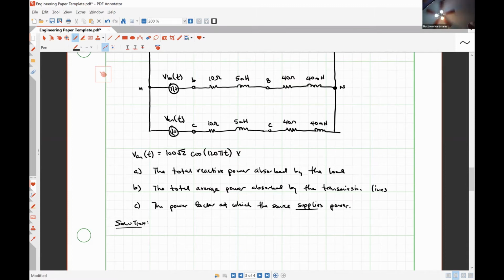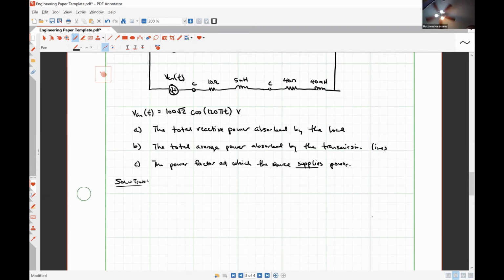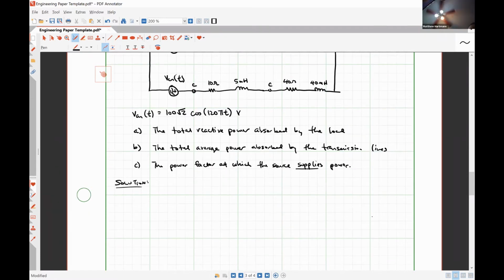All right, so hopefully it's pretty obvious that we're going to wind up working this thing in the frequency domain. So we can convert our time domain voltage to the frequency domain, specifically the RMS phasor domain. You guys remember how to convert time domain signals to phasors? 100 square root of 2 angle 0.